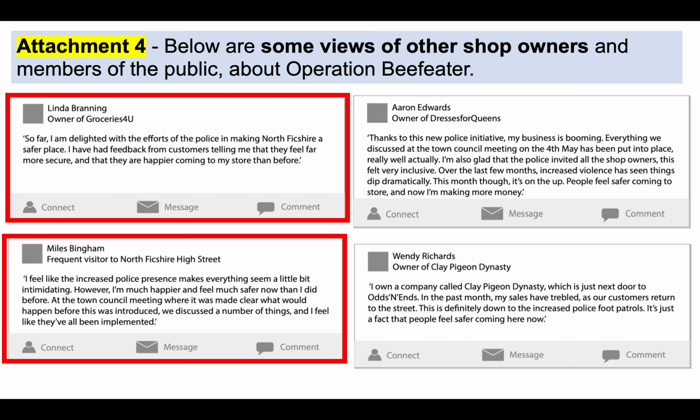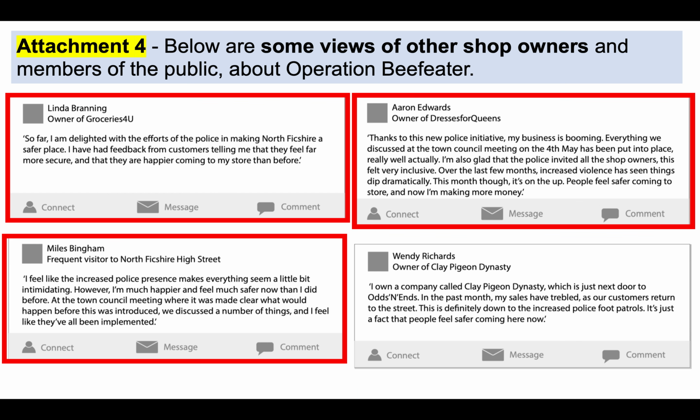At the town council meeting where it was made clear what would happen before this was introduced, we discussed a number of things and I feel like they've all been implemented. Aaron Edwards, the owner of Dressers for Queens, says, thanks to this new police initiative, my business is booming. Everything we discussed at the town council meeting on the 4th of May has been put in place really well, actually. And I'm also glad the police invited all the shop owners. This felt very inclusive. So that's information that we can use.